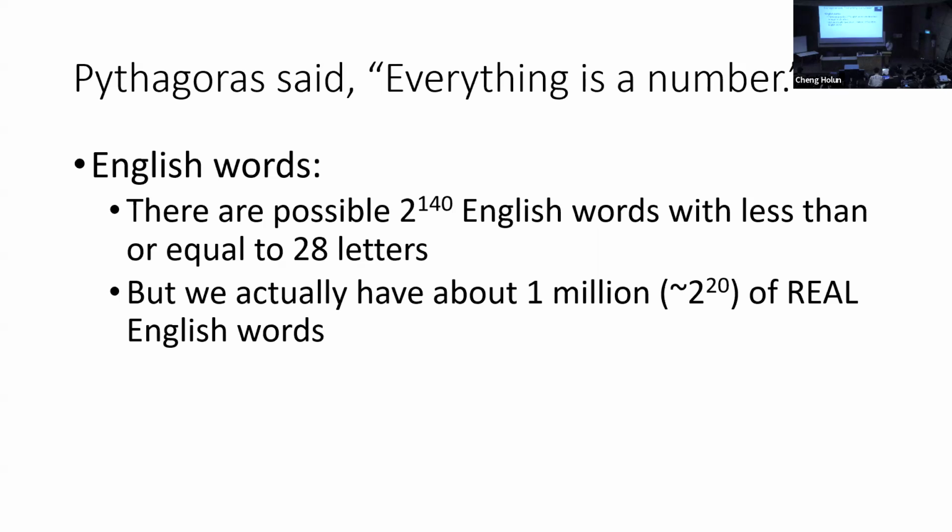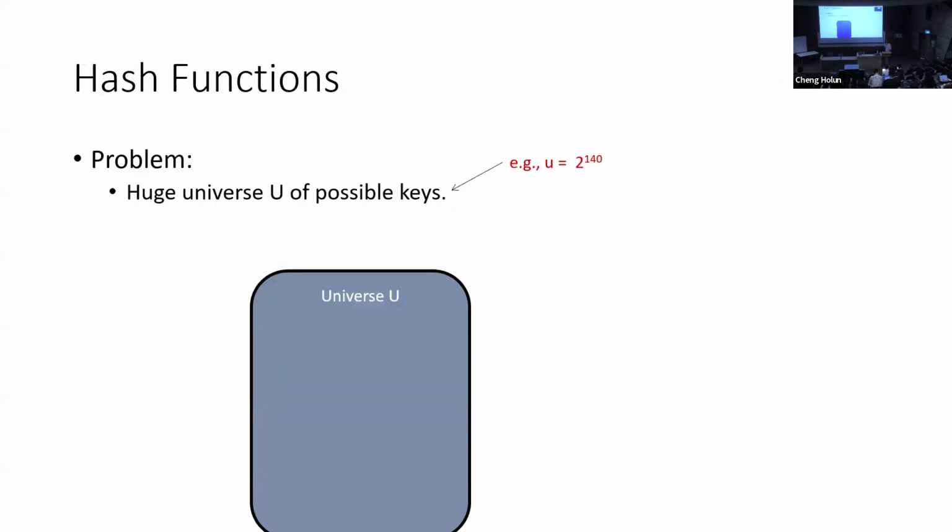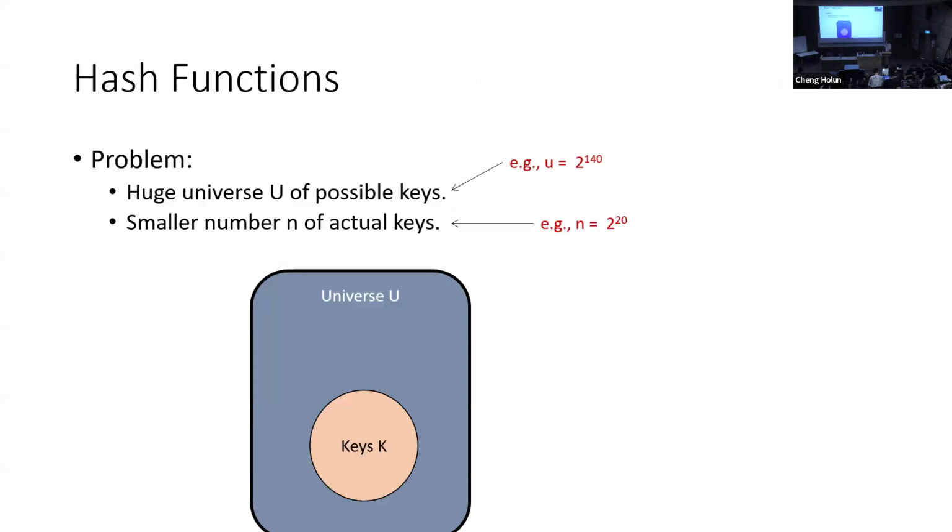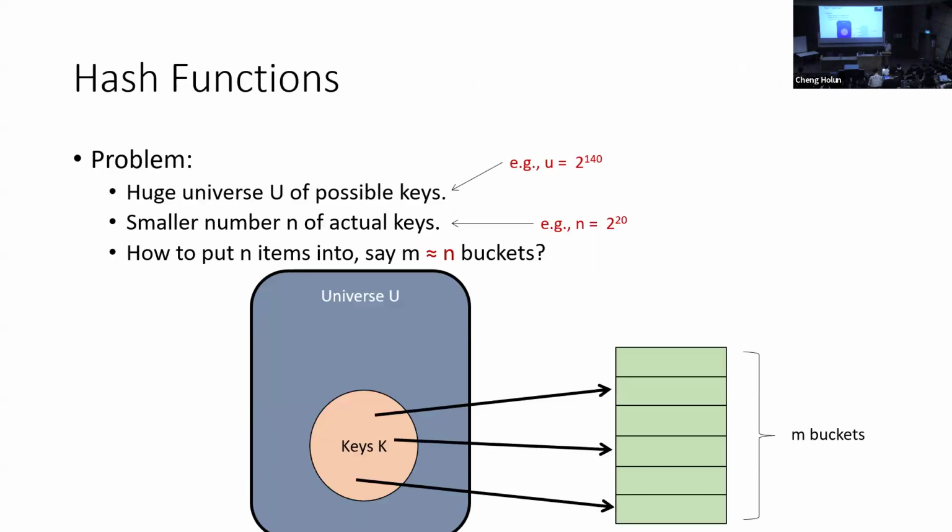Actually, in real life, even if you want to exhaust all the human words, it is about 1 million English words. It's far less than 2 to the power 140. Okay, so that means this is all possible combinations of letters, and this is usable English words. What I want you to do is, can we put this small set of words into a small table? This table size is M, and this M is far less than 2 to the power 140. How do I put them?